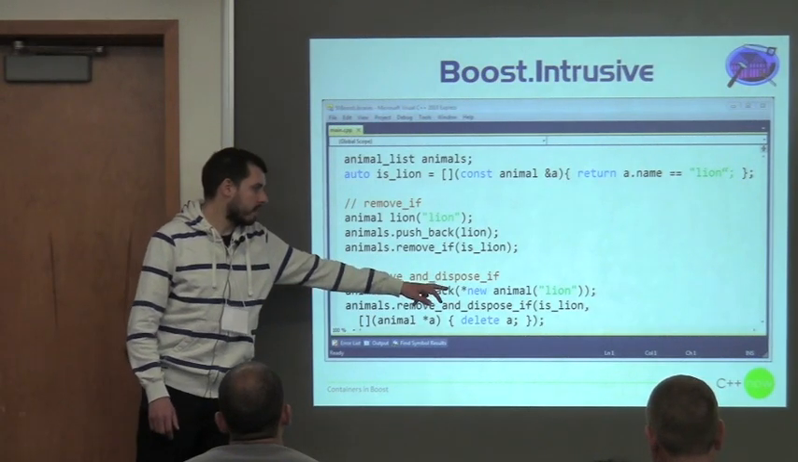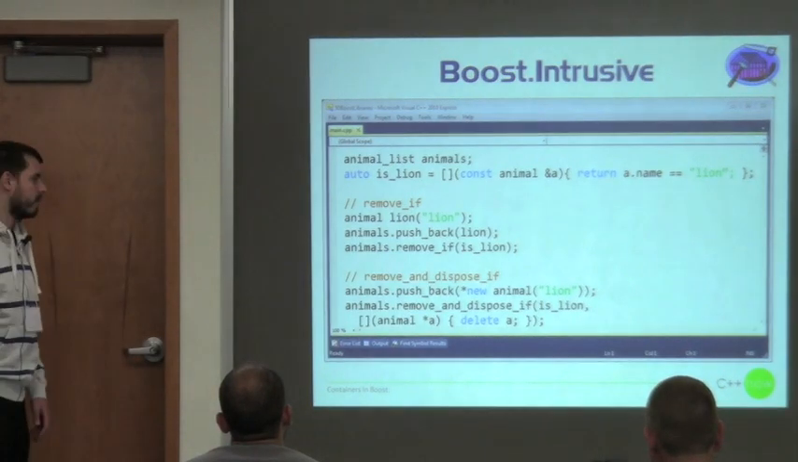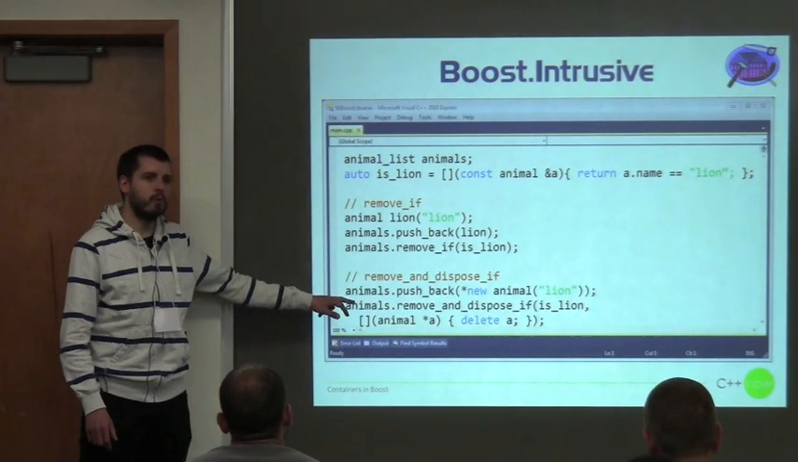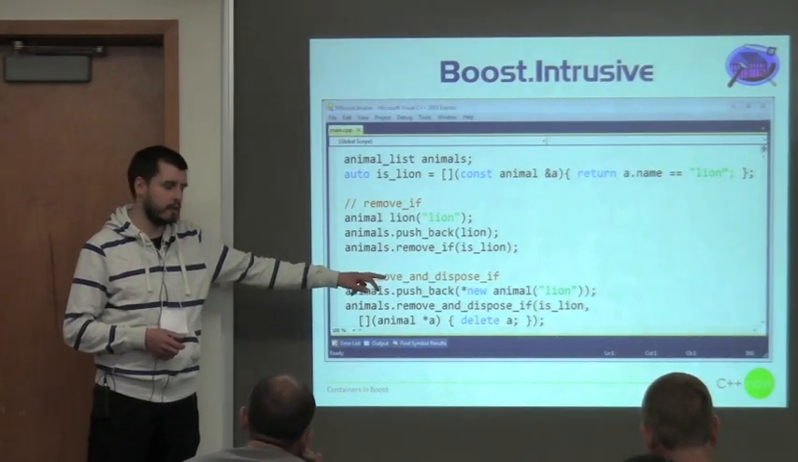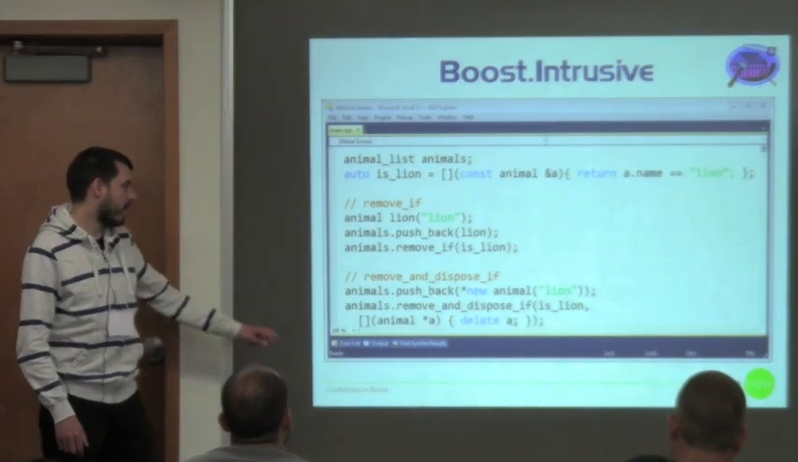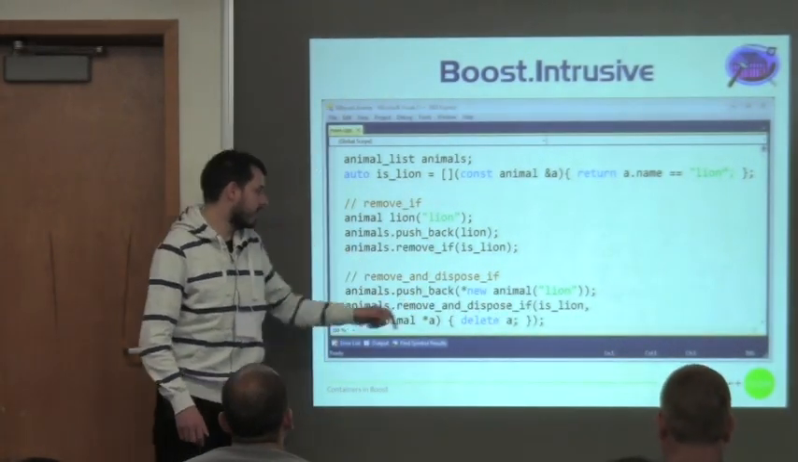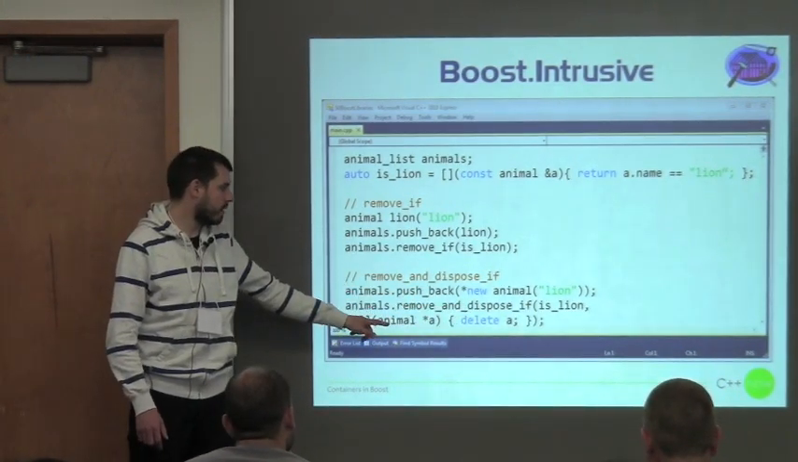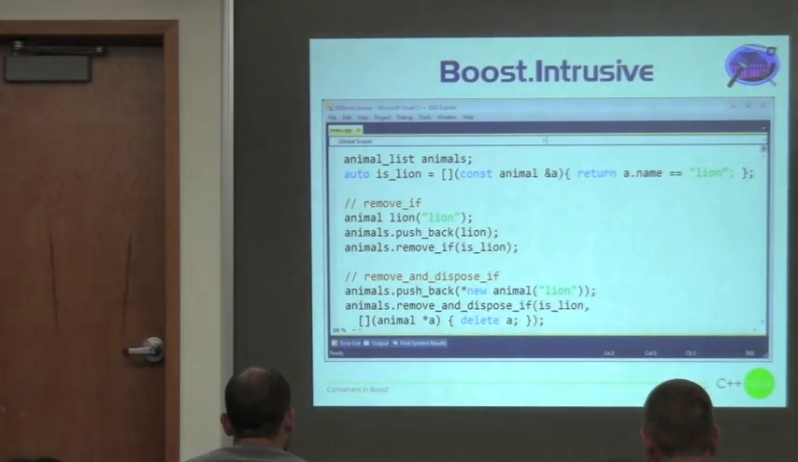So here I create an animal again, my lion. It's dynamically created with new. I add it to my intrusive container animals. Then I want to remove the animal again, but at the same time I also want to destroy it, otherwise I leak some memory here. And that works by passing the predicate again. Is it a lion? And if it is a lion, then please call this lambda function, where I get a pointer to that element and where I destroy the animal. So there's remove_if, there's remove_and_dispose_if.